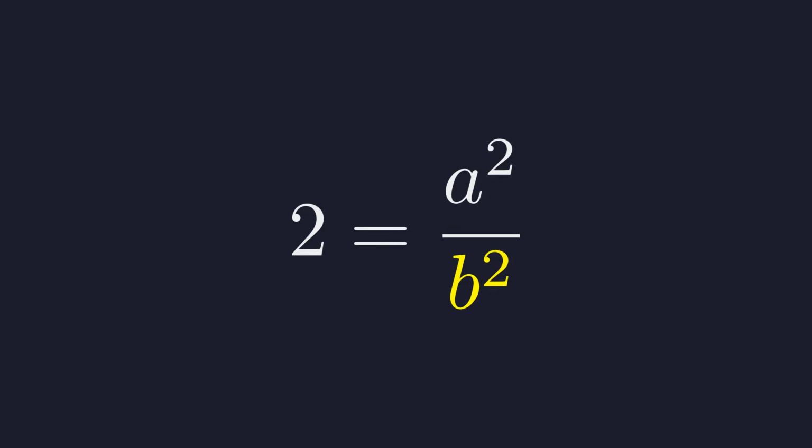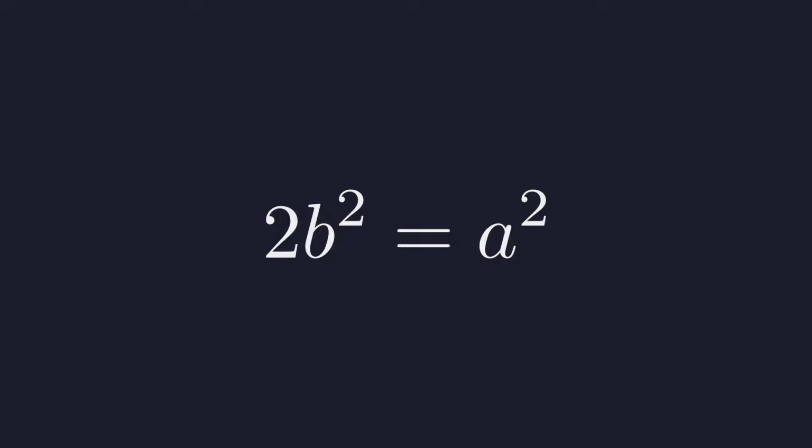To remove the fraction, we can multiply both sides by b squared. This leads to the clean relationship: 2 times b squared equals a squared. Observe the left side. Since it is a multiple of 2, we know that 2 times b squared must be an even number. Because the left side is even, the right side, a squared, must also be even.